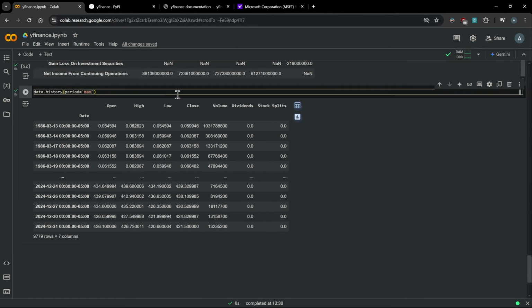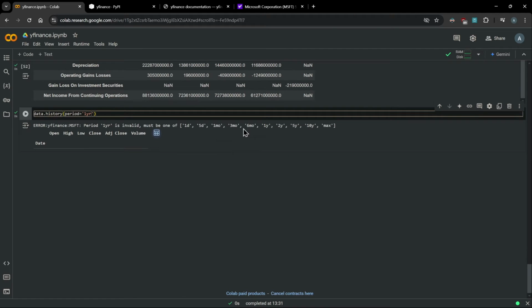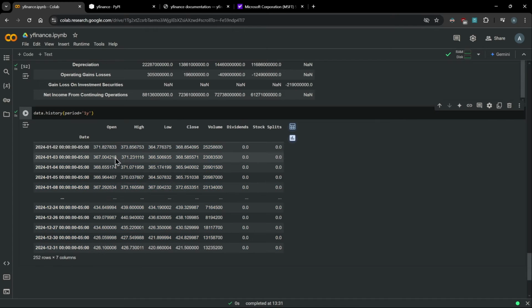And now let's give a period of the last 1 year. Yes, so the last 1 year has grown quite significantly. It's very evident just looking at the start of the year and the end of the year. So overall, Microsoft has had a great year so far.